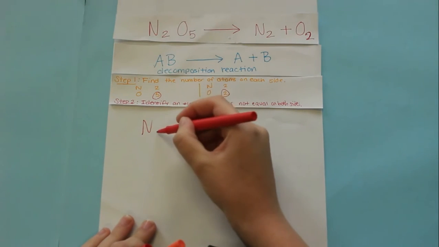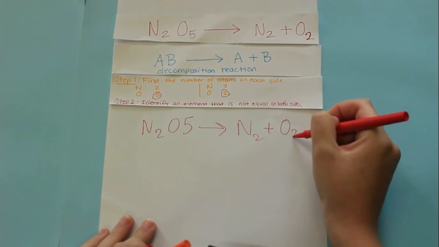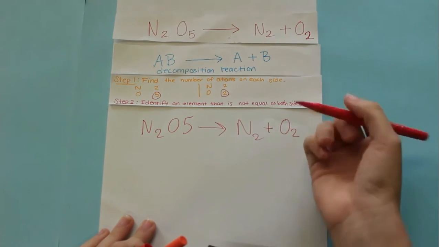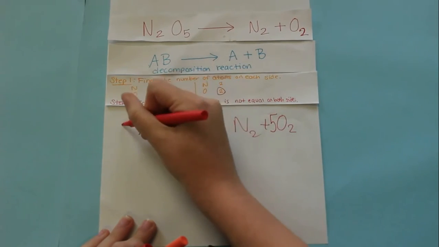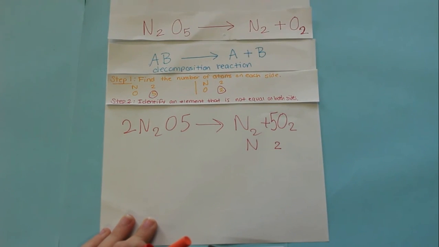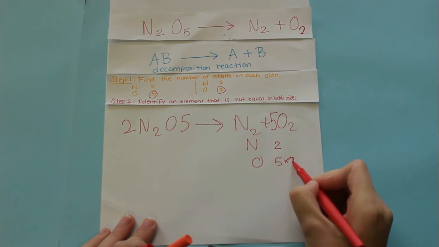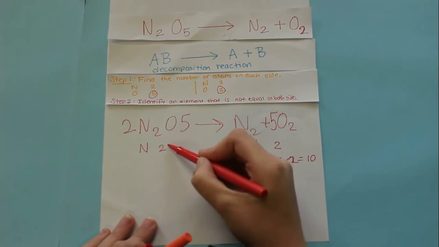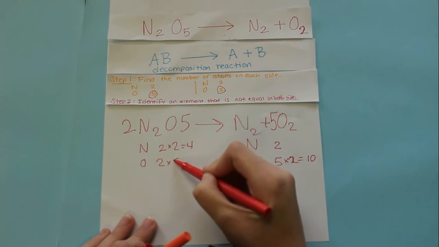we're going to rewrite our equation down here. Okay, so in order to fix this, we need to add a coefficient. So we're going to put this number over here. We're going to change the subscripts, which would give us N2 and 10 oxygens. And over here we have 2 times 2, which equals 4, and 2 times 5, which would give us 10.